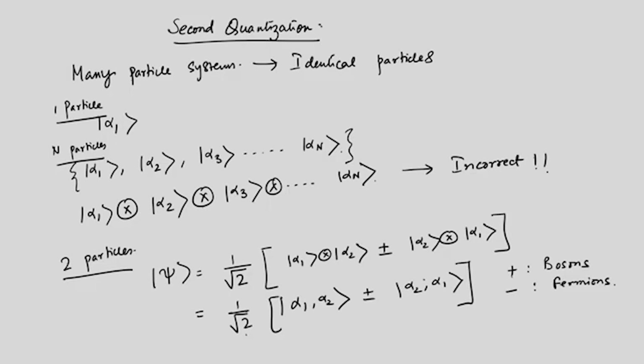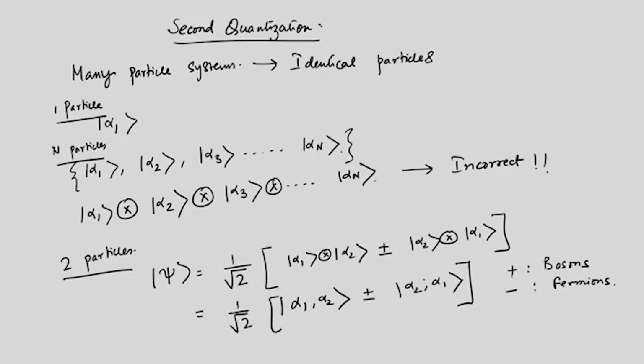Okay. And 1 by root 2 is the normalization factor. Now, for two particles, we start with the single particle states, which are alpha 1 and alpha 2, and form the complete set of states for this system of two particles, which are coming as plus or minus of when the order is reversed. So, alpha 1 alpha 2 and alpha 2 alpha 1 and so on and so forth.